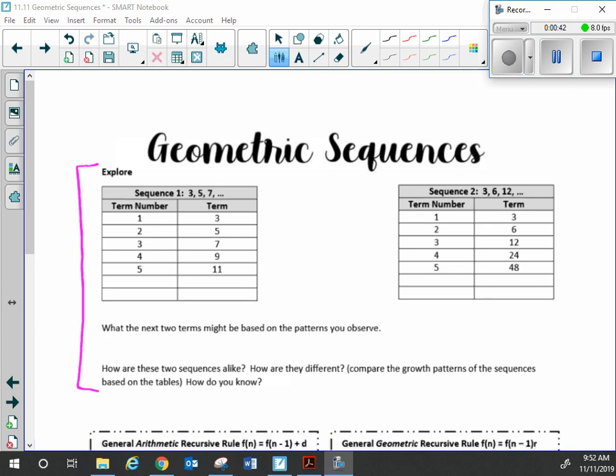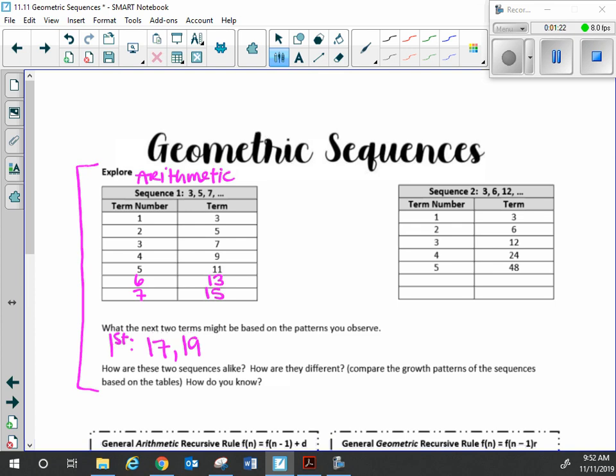So my sequence on the left, was that my arithmetic or my geometric? Arithmetic. That's like the ones that we did earlier this semester, right? So what was my sixth term? Sixth term was 13. And then my seventh term? 15. What would the next two terms be based on that pattern? 17 and 19.